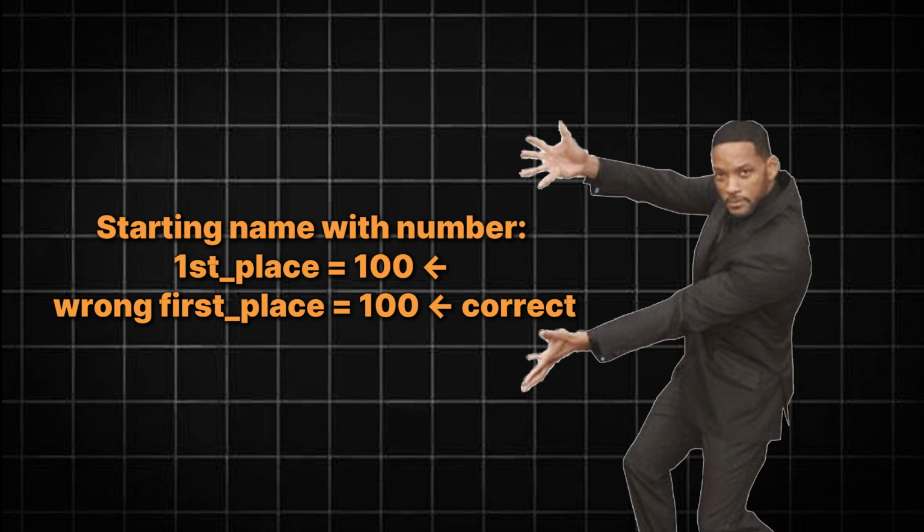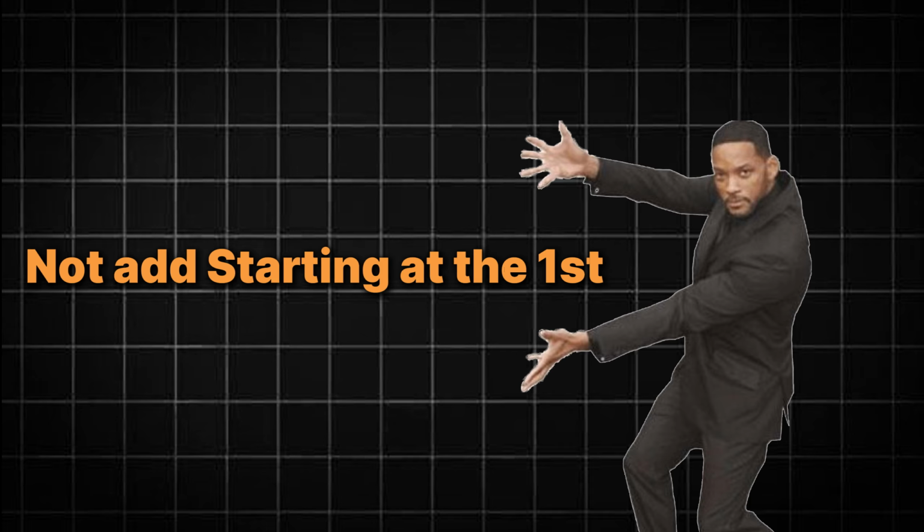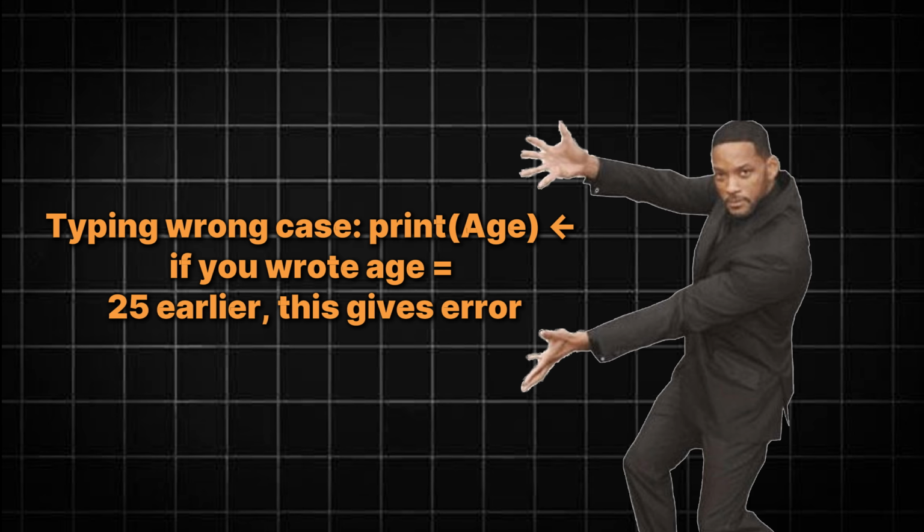Starting names with a number. 1st_place = 100 is wrong. first_place = 100 is correct. Variable names must not start with a number. Keeping the wrong case. If you write print(Age) when you wrote age = 25, this gives an error.